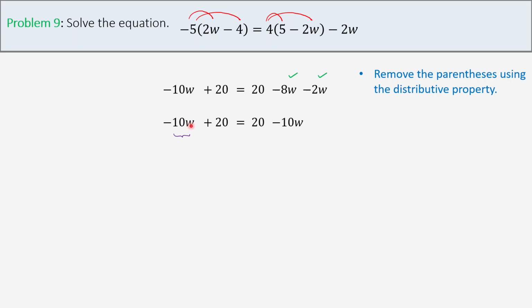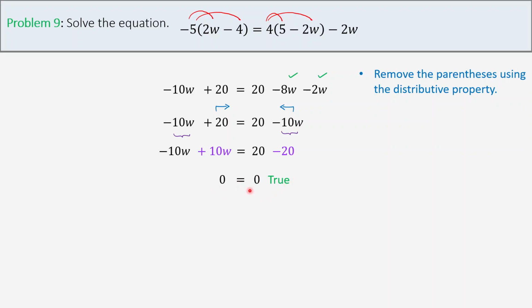Now you have w here and w here. Move this term to the left so that all the terms with the w are on the left hand side, and move this to the right so that all the constant terms are on the right hand side. Negative 10w, this is negative 10w, so you need to add a positive 10w is equal to 20. Positive 20, so you need to add a negative 20. Negative 10w plus 10w is 0 is equal to 20 minus 20 is 0. 0 is equal to 0, this is true.